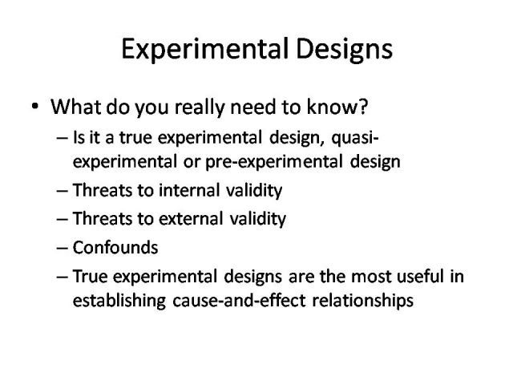Experimental designs. What do you really need to know? Well, for this class, you need to know, is it a true experimental design, a quasi-experimental, or a pre-experimental design? You should be able to figure that out by looking at the description of the methodology. You need to know the threats to internal validity and threats to external validity. You need to know the confounds, and you need to know that true experimental designs are the most useful in establishing cause and effect relationships.